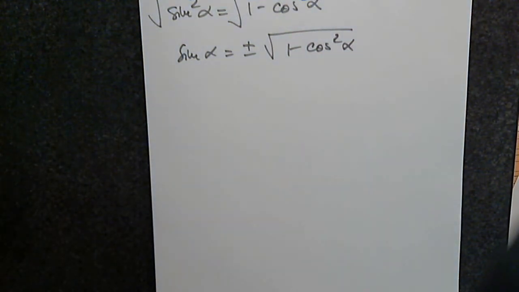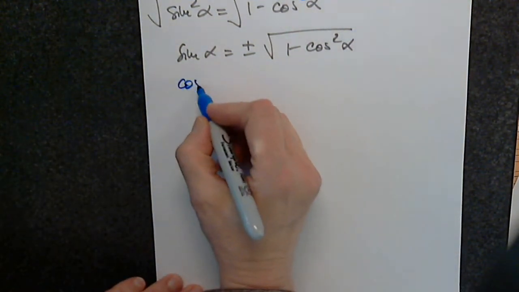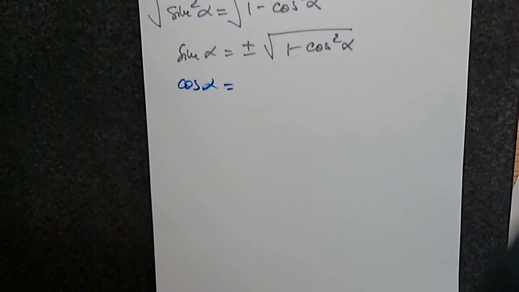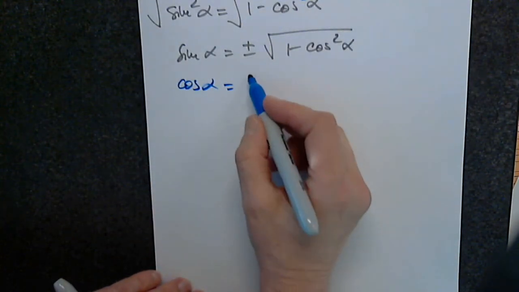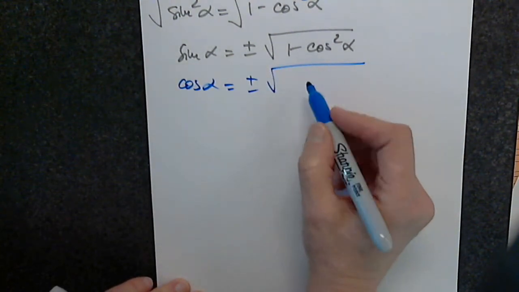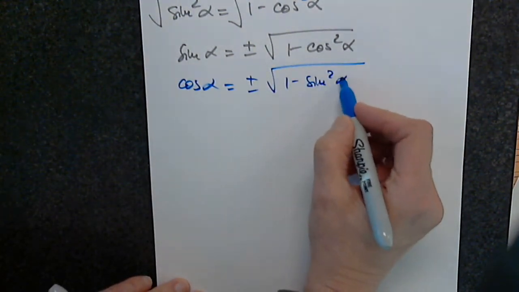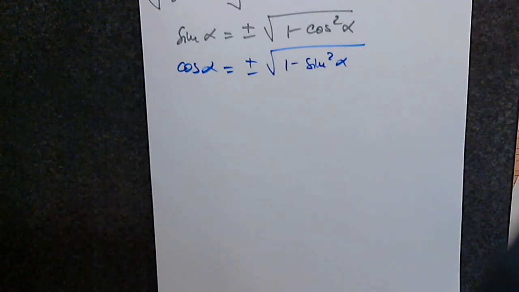Identically here, cosine alpha will be? Plus or minus, yes? Minus 1 minus sine squared alpha. Very good. That's it.